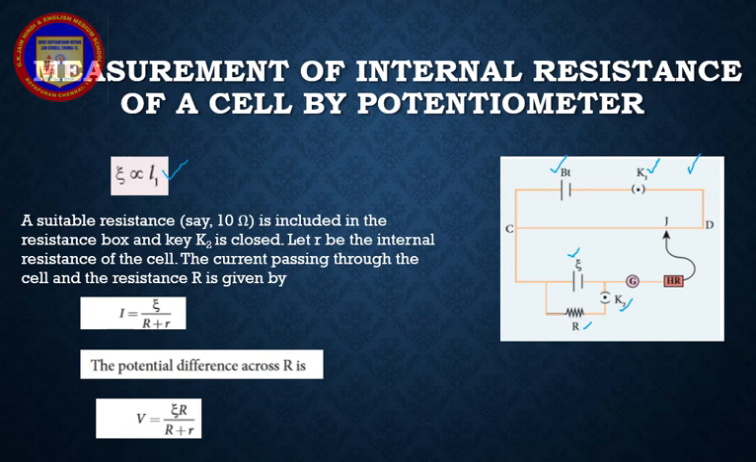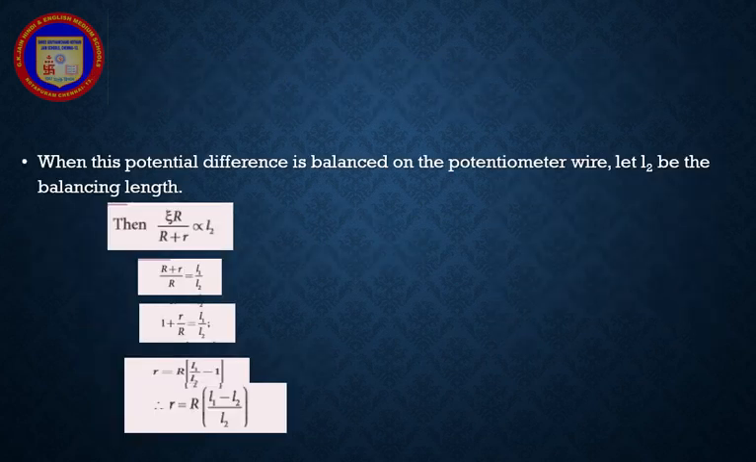A suitable resistance is included in the resistance box and key K2 is closed. Let r be the internal resistance of the cell. The current passing through the cell and the resistance R is given by I equal to ξ divided by R plus r. The potential difference across R is V equal to ξR divided by R plus r. When this potential difference is balanced on the potentiometer wire, let L2 be the balancing length. Then ξR divided by R plus r is directly proportional to L2.